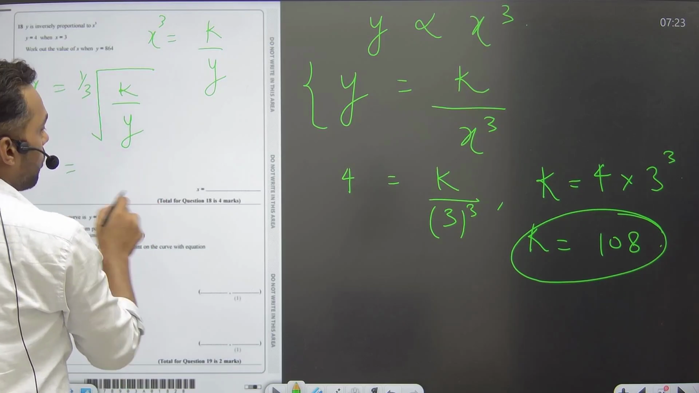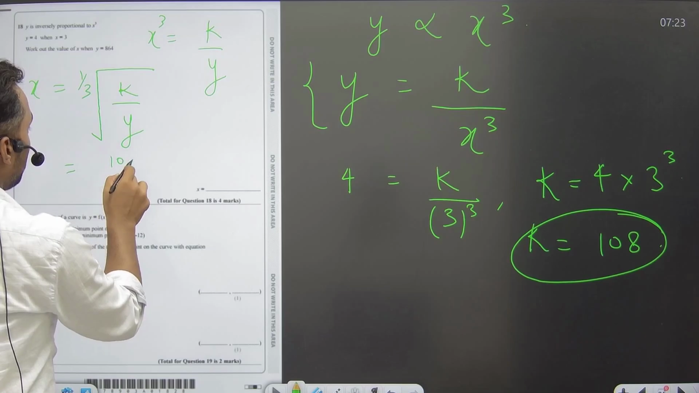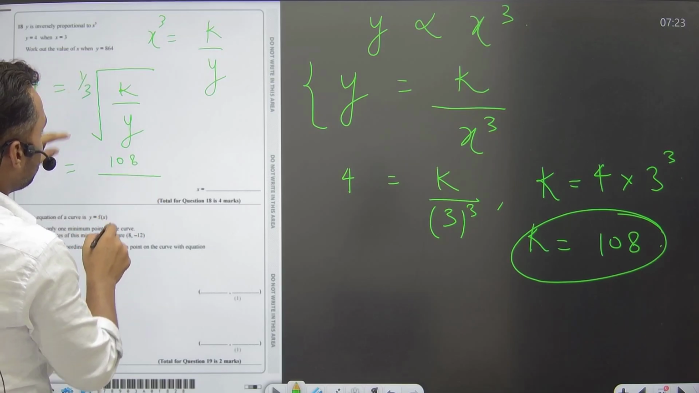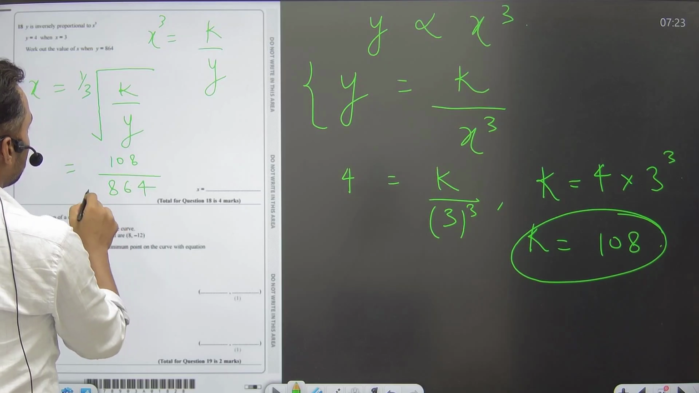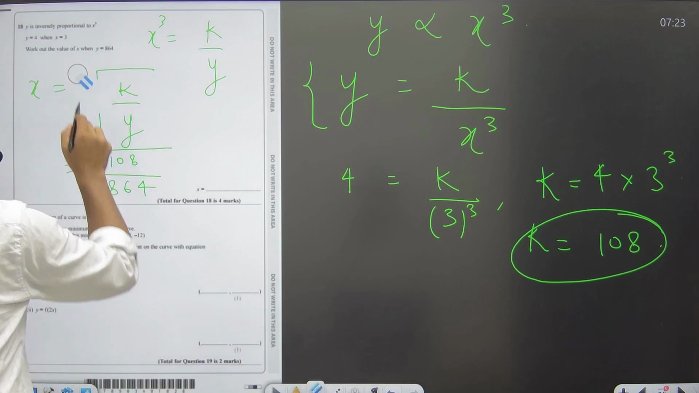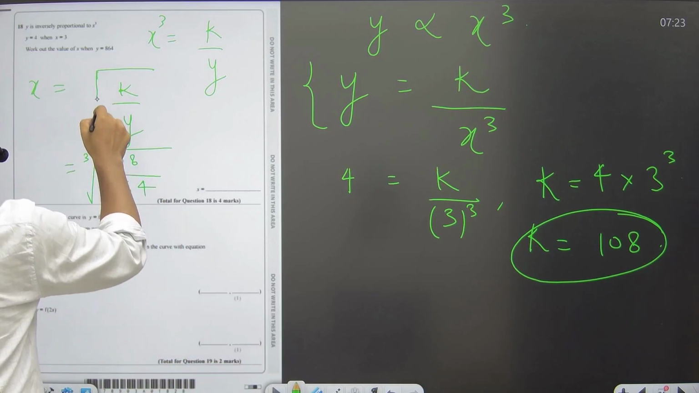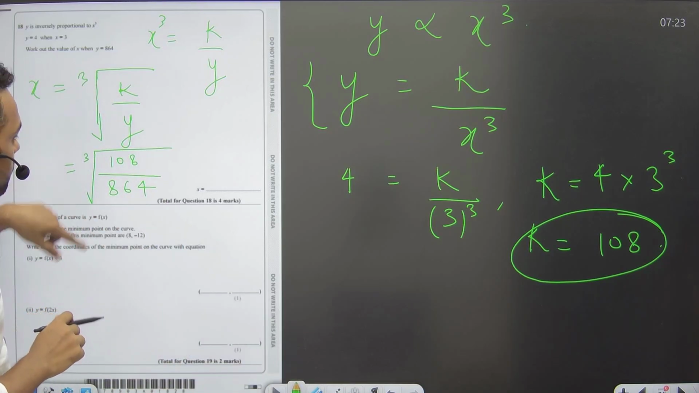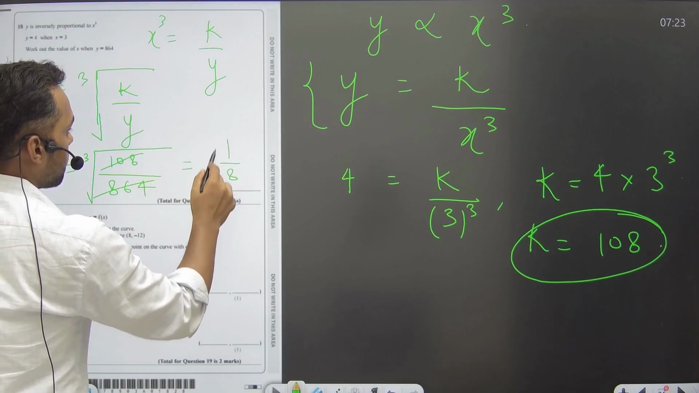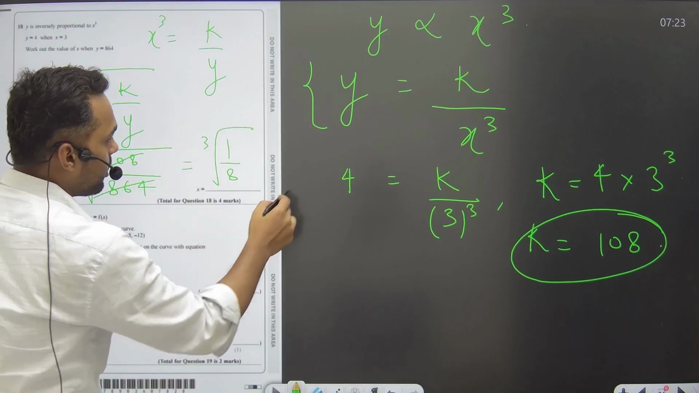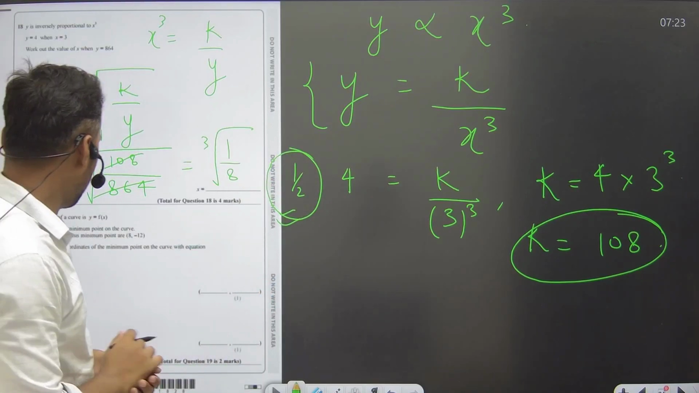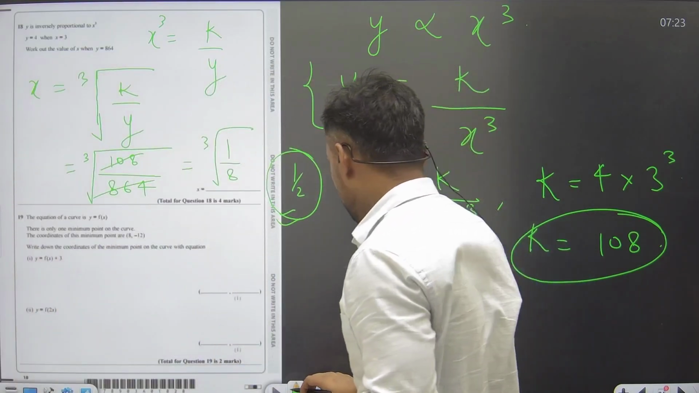We have got the value of k, that is 108, and they have asked for the value of x when y is 864. This is the cube root, student. So we need to calculate this value. You will get 1 by 8, and the cube root of 1 by 8 will be 1 by 2. So 1 by 2 is the solution. Okay, now let's move to the next question.